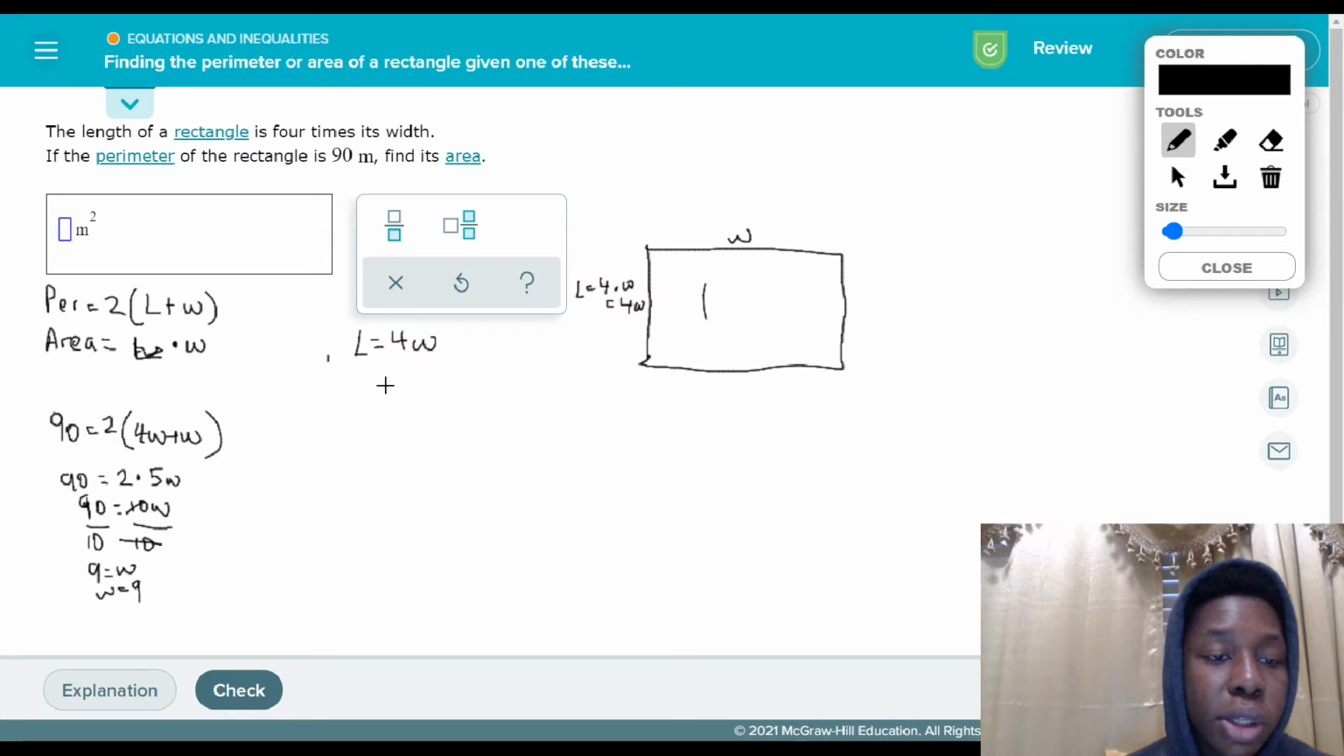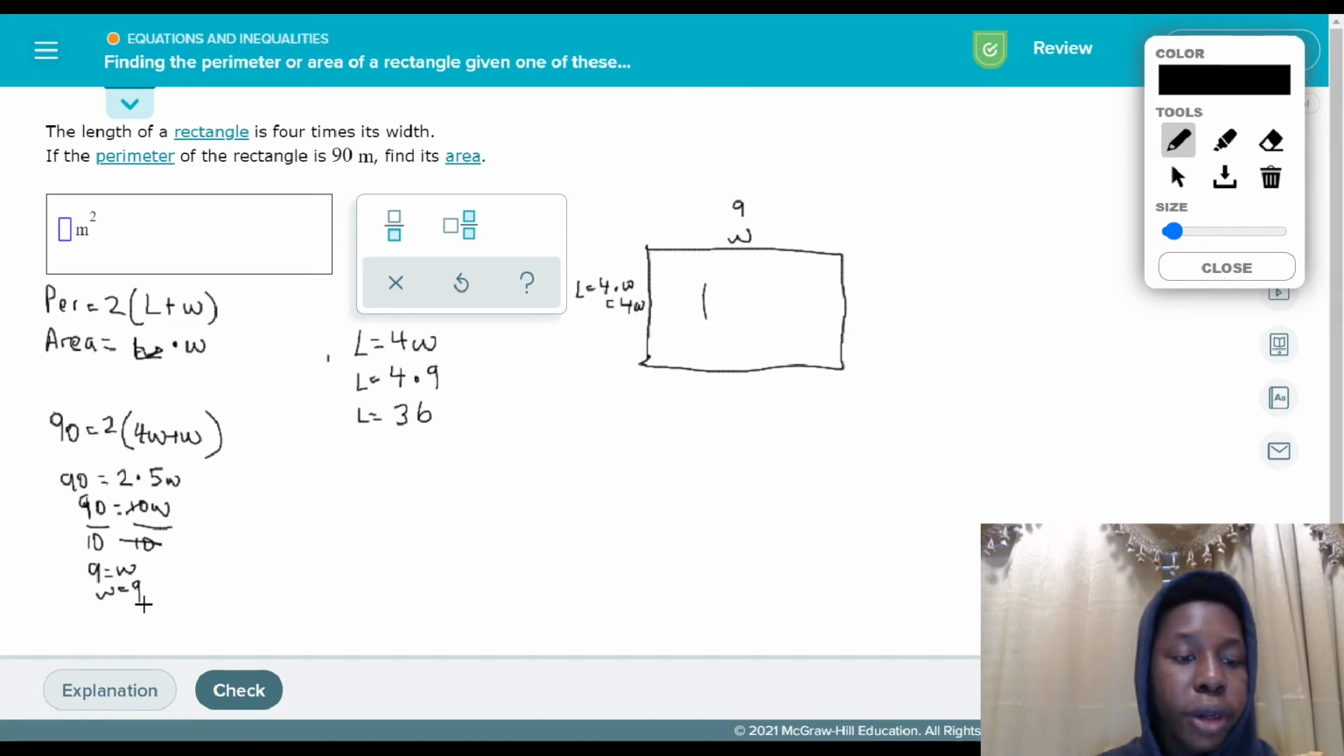Okay, so based on that, we can solve for the length. We can find the length after we find the w. So we know the width equals 9, right? And based on the question, we're told that the length equals 4 times the width. So for us to find the length, just say 4 times 9, because we know the width is 9. So length equals 4 times 9. That equals 36.